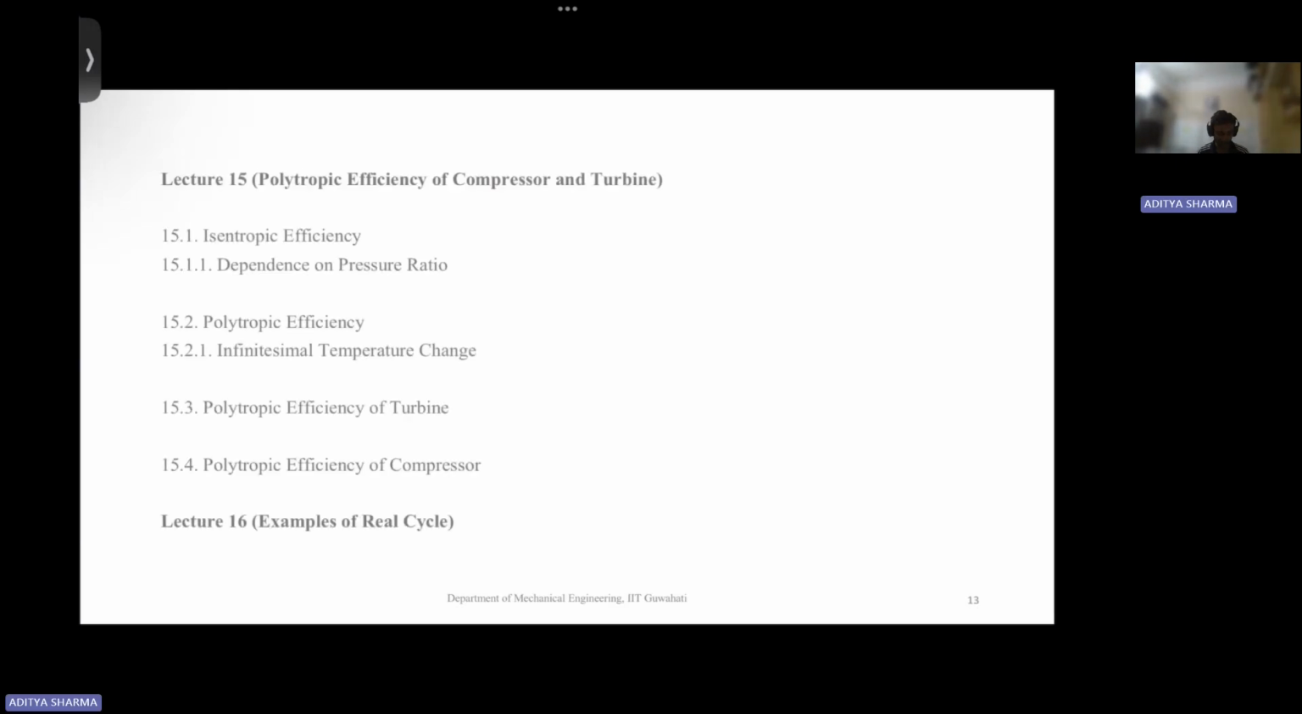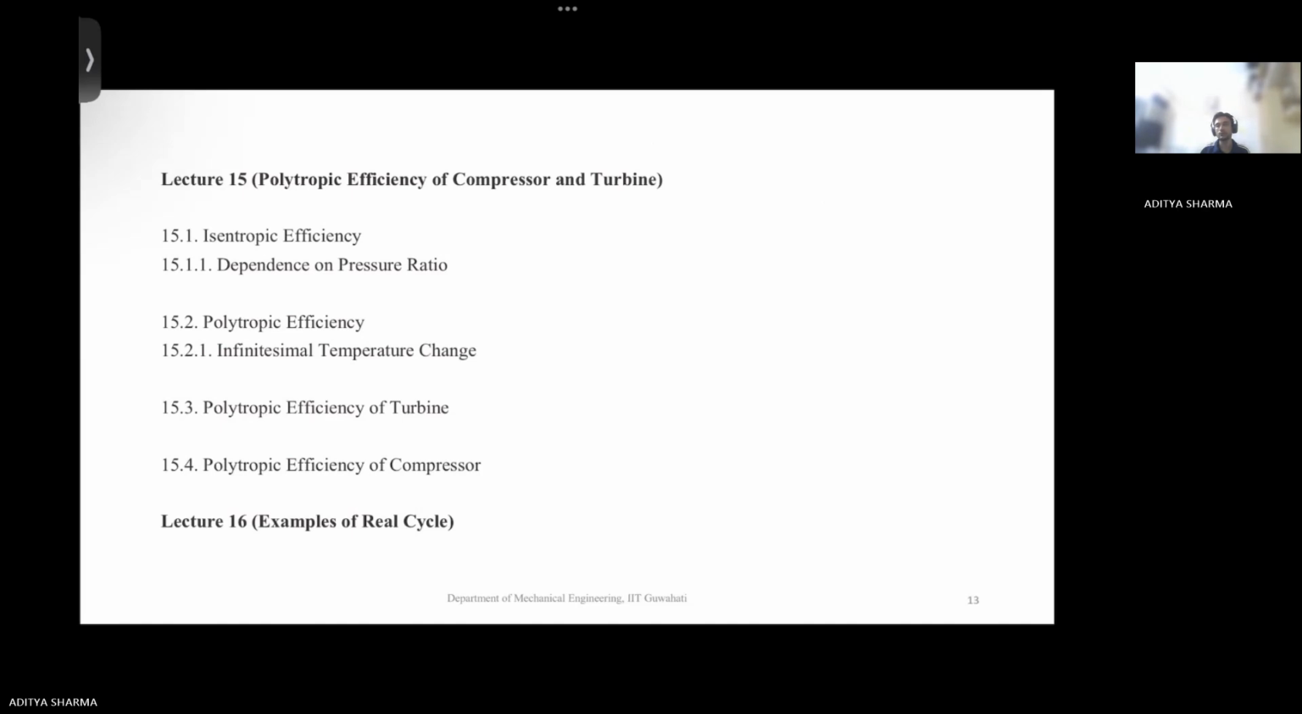Then moving on to lecture number 15. Lecture number 16 is numericals. Lecture number 15 is polytropic efficiency of compressor and turbine. So this is an important topic. Okay. So in the lecture, this has been discussed that if you want to compare two compressors or two turbines on their efficiencies.